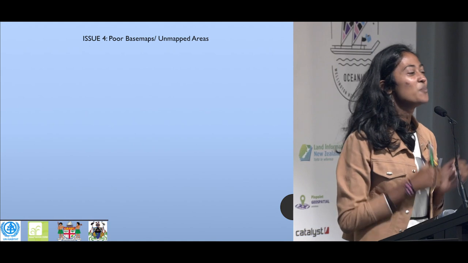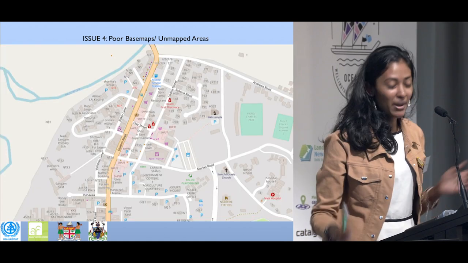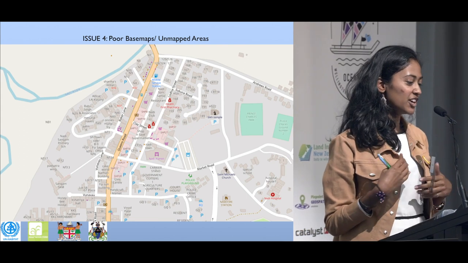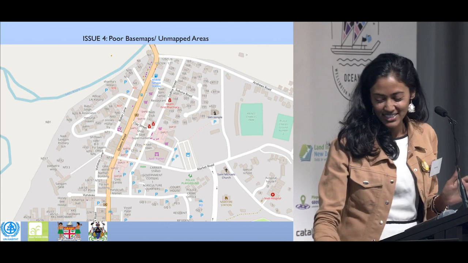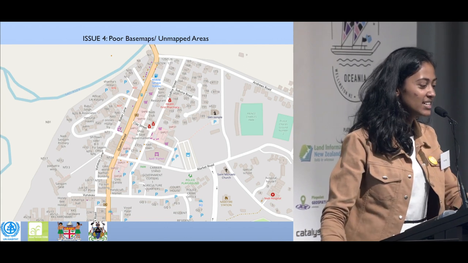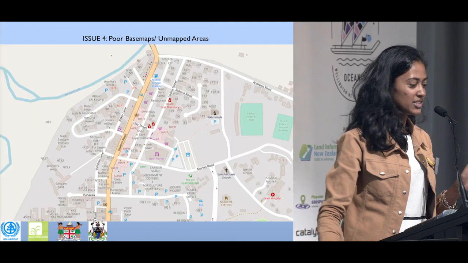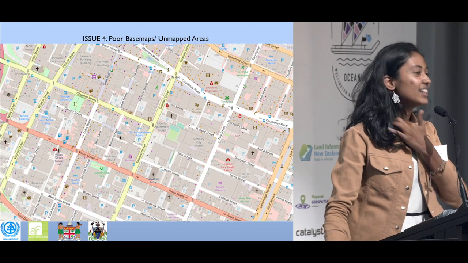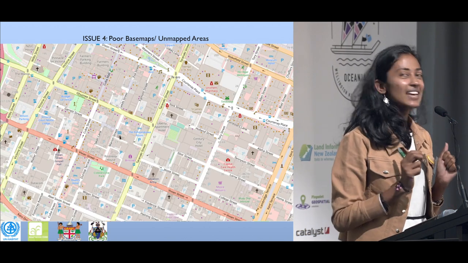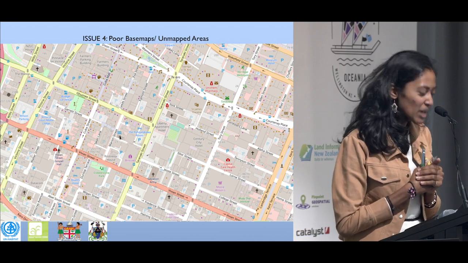Next, poor base maps or unmapped areas. I'm sure you're going to tell me that my job is to map the specific areas, but all I'm trying to say is, there are no reference points. Look at my map for Nandi and look at the map for Wellington. Look at the difference in how mapped and unmapped the two towns are. And my final point is, as you've noticed throughout my whole presentation, they're very, very ugly maps.